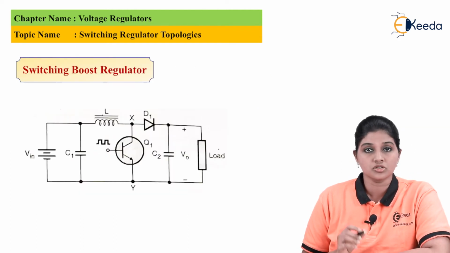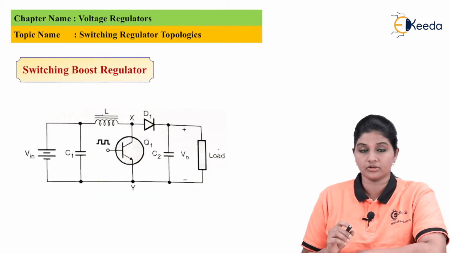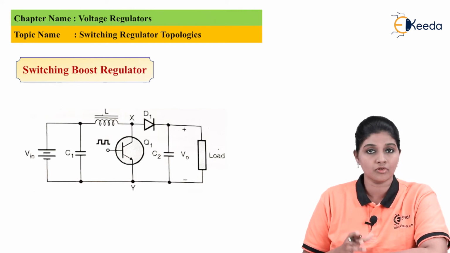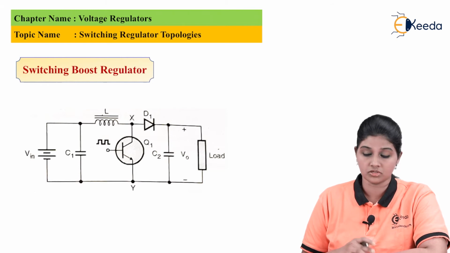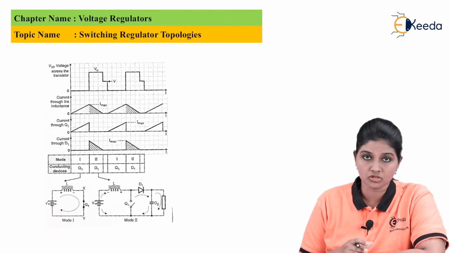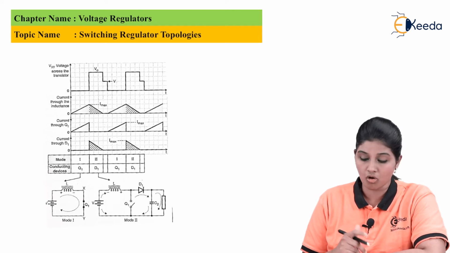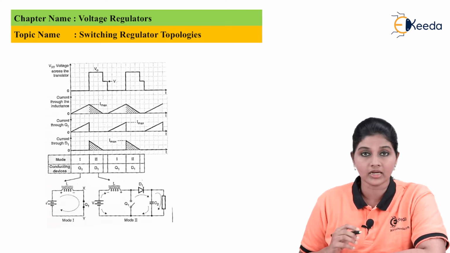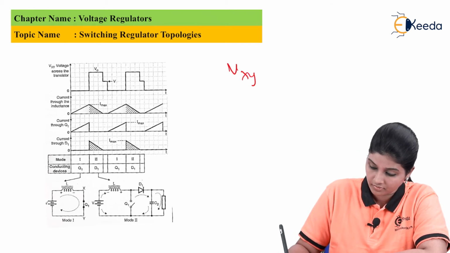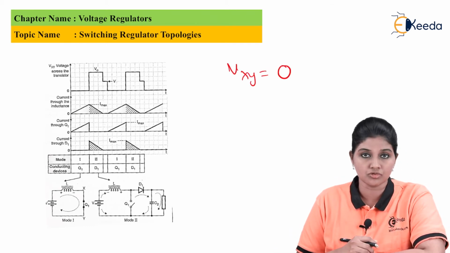The figure shows the practical switching boost regulator. In this case, it has two modes of operation. Now let's see the waveform to understand the operation of the circuit. In first mode, the transistor Q1 is on. As the transistor Q1 is on, the two points X and Y get short circuited. Therefore, we can say Vxy is equal to 0.